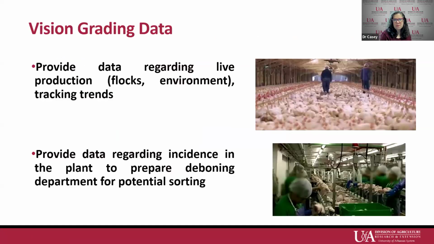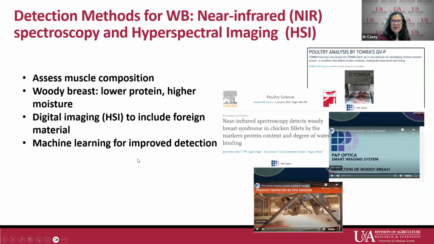Sorting at the carcass level or identifying at the carcass level can give us information that can go back to live production, but it could also inform a processing plant of issues that might be coming down the line as they prepare to debone. Other things that have been used for detection methods for woody breast, because it has been quite an issue in our industry, are near infrared technology and hyperspectral imaging. So some of those things are ongoing in research.